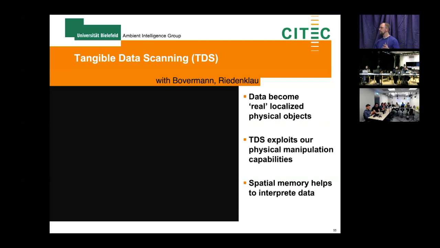And then you can have different types of interactions. Let's say you would like to have the interaction not to reach so far in a shockwave, but you would instead have some physical interface with which you can scan around. You see it in this video here. We call it tangible data scanning. And basically, it's sort of a data sonogram.